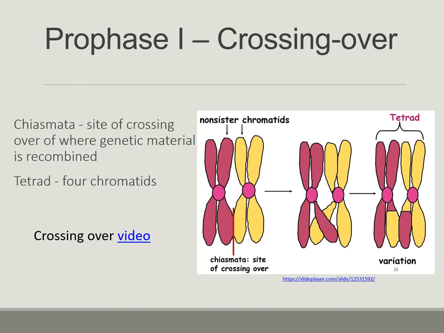Also during prophase I, which is very different than during mitotic prophase, genetic material will cross over from one homologous chromosome to the other. This occurs at a site known as the chiasmata. At this site, the chromosomes are held tightly together and known as a tetrad. Watch the linked video for an animation of crossing over.